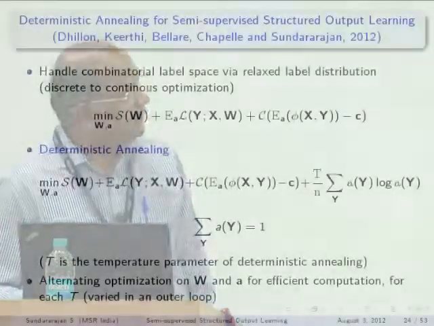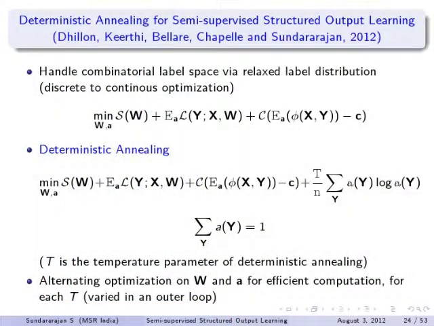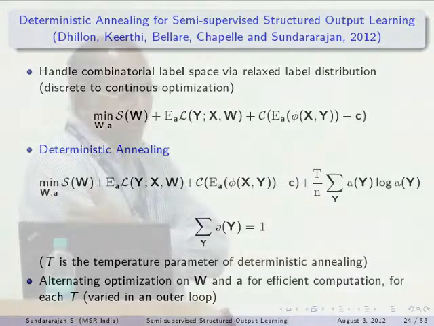So we extended this work, and instead of working directly with that label space Y, we basically relaxed the problem and introduced a label distribution on that Y space. That's what you see here as the variable A. And you can see that now the unlabeled loss term is defined using the distribution A here, and the same thing appears here.